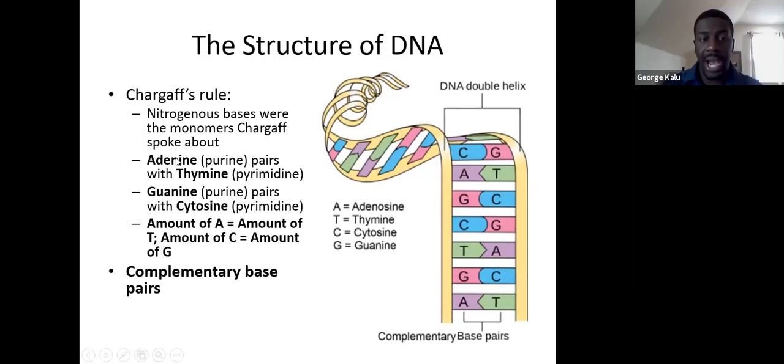Adenines will always bind with thymines, guanines will always bind with cytosines. A is always with T, C is always with G. This is what we refer to as complementary base pairs. They're considered bases because these are all nitrogenous bases, and they're complementary because they're always found paired up with one another.